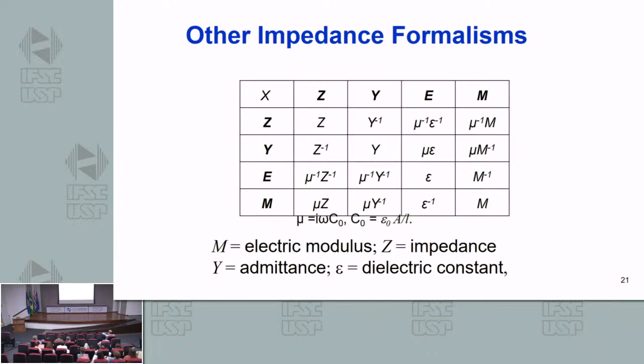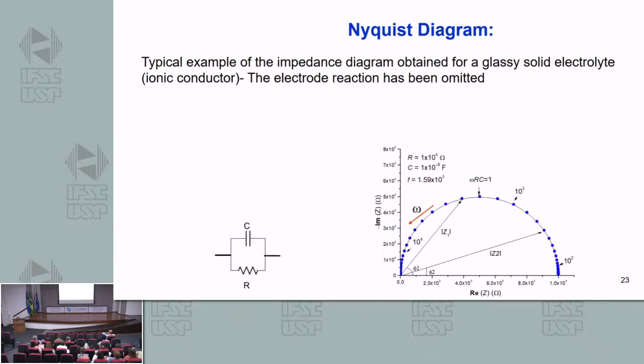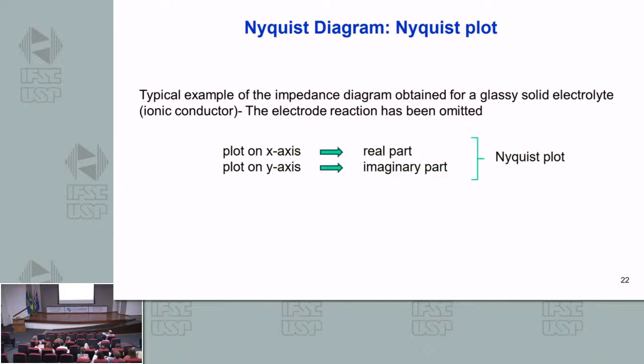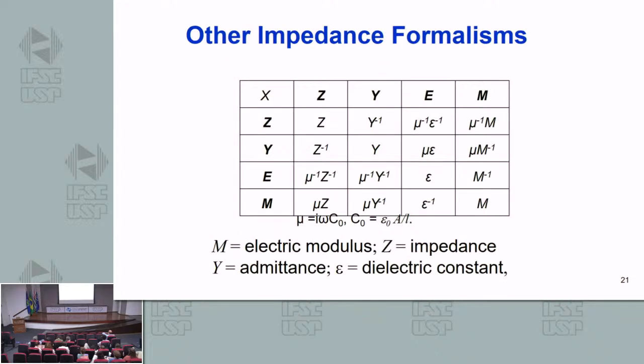Okay, impedance. I mostly use the Z-plot, the impedance plot, but it's important to remind you that there are more formalisms of impedance. The admittance is Z to the power -1, the inverse of Z. The dielectric constant is the inverse of the modulus. The modulus is 1 over Z.